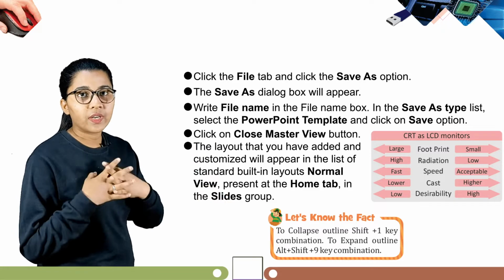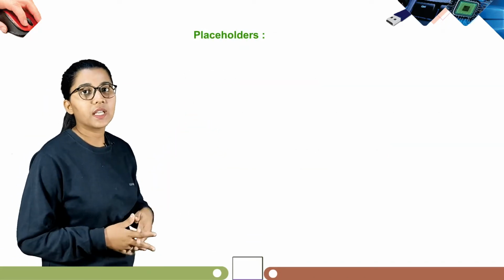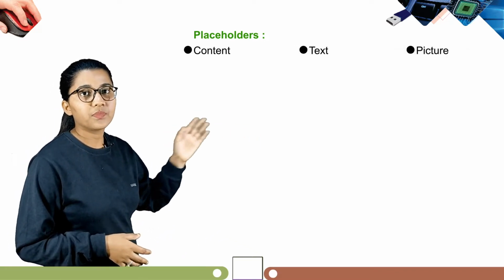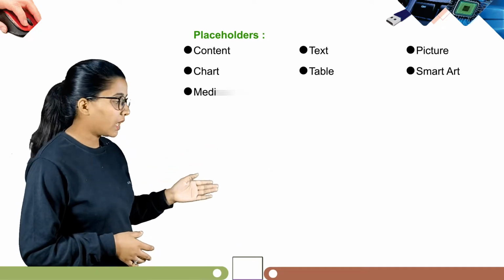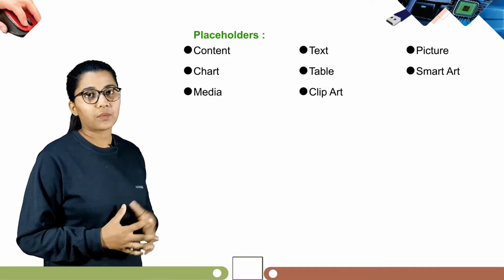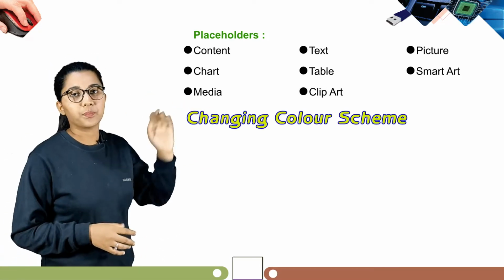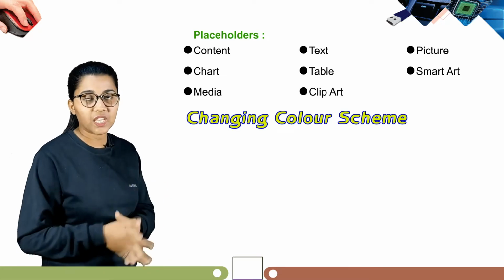Now students, our next topic is placeholders, that is content, text, picture, chart, table, smart art, media and clip art. Now students, our next topic is changing color scheme. So students, how will you change the color scheme in a PowerPoint presentation?